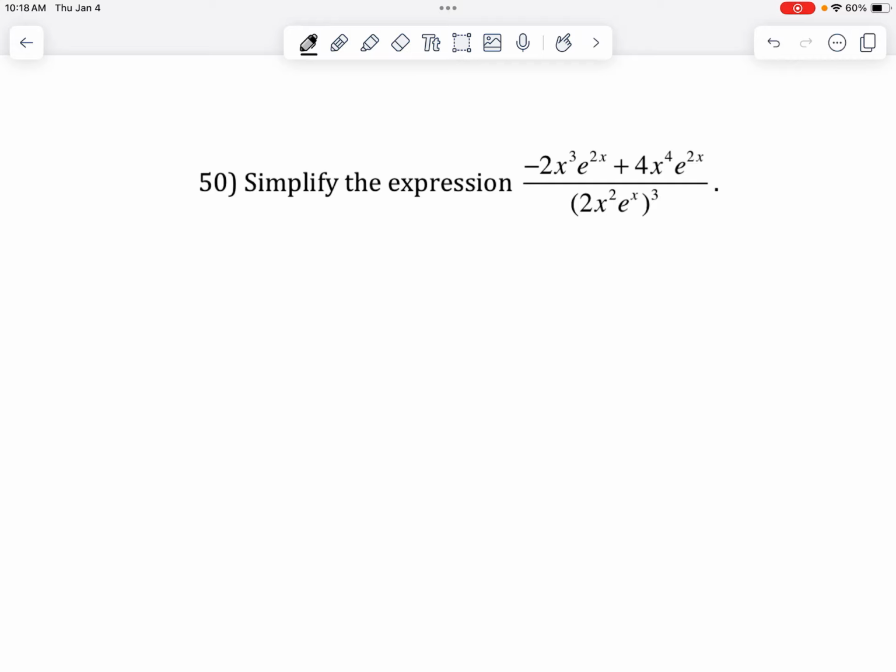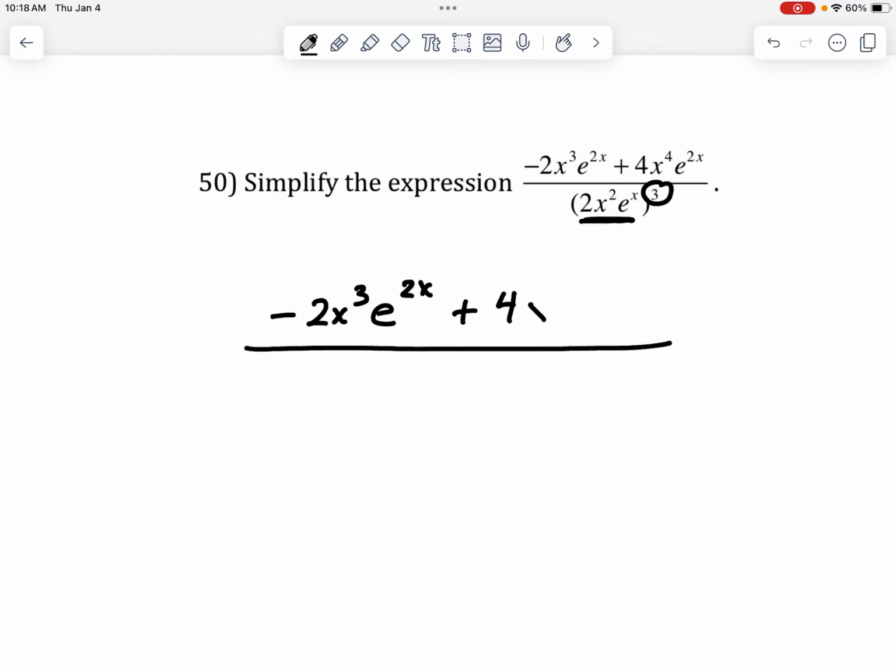Podcast number 50. Okay, simplify this expression. So the first thing I'm going to do is this thing is raised to the cube, so I'm going to do that part first. So I'm going to leave the top alone. There's negative 2x cubed. There's e to the 2x plus 4x raised to the fourth, e to the 2x. So just recopy the top part.